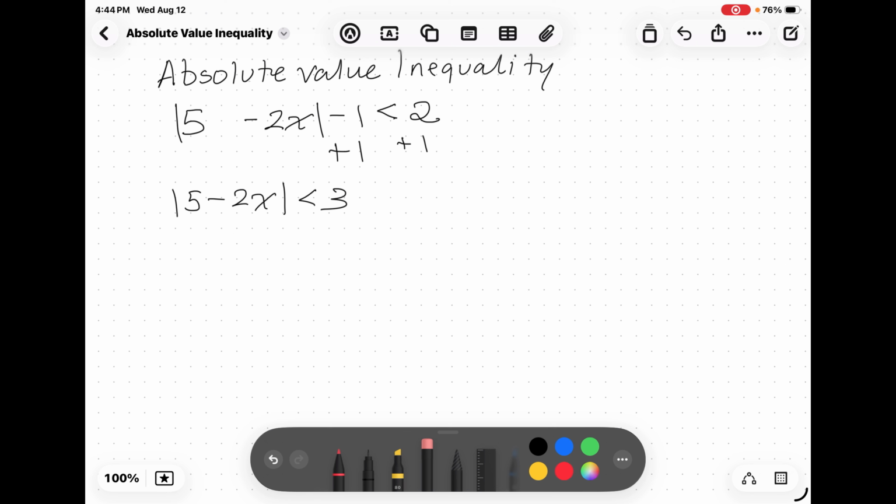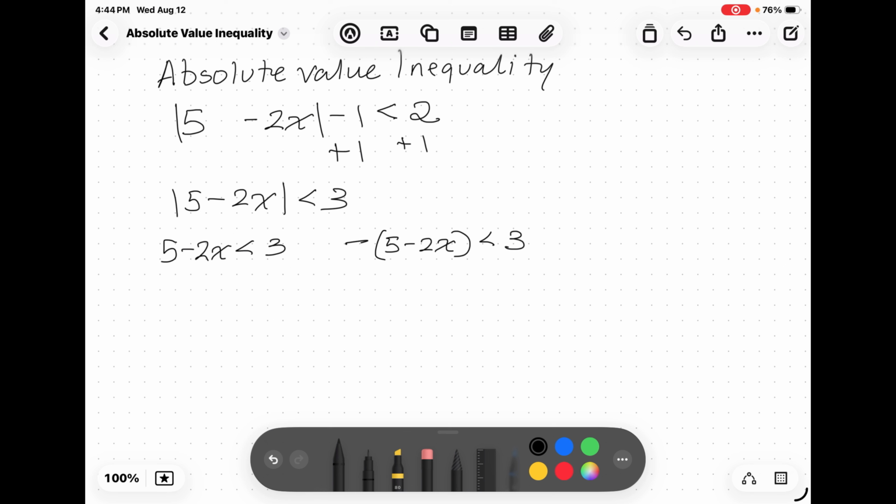Add 1 to both sides, and I get this statement. Now, once we isolate the absolute value, we can just remove it. So I get 5 minus 2x less than 3. And then what was the other thing I did? I did the opposite. So I'm going to do the opposite of all of it. Look at how I put parentheses around it. The opposite of all of it is less than 3.